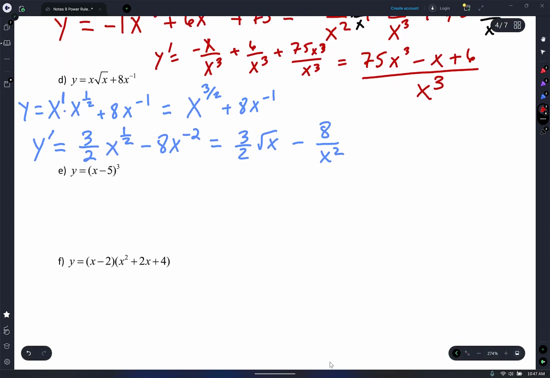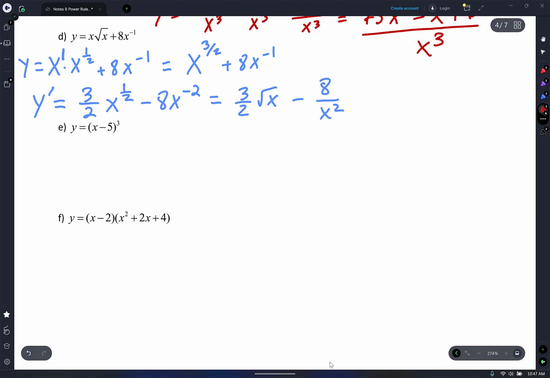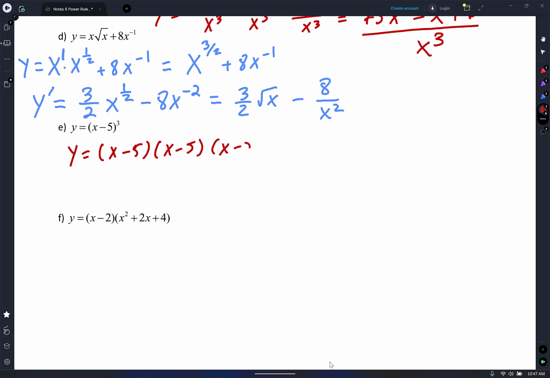All right. We got 2 left. On letter E, x minus 5 to the 3rd power. If you remember Pascal's triangle, where you use the coefficients to help you out, and then the degrees have to add up to that number, go ahead and just expand it with Pascal's triangle. If you don't know what I'm talking about, then don't even worry about it. You know that this just means x minus 5 times x minus 5 times x minus 5. That's what it means.